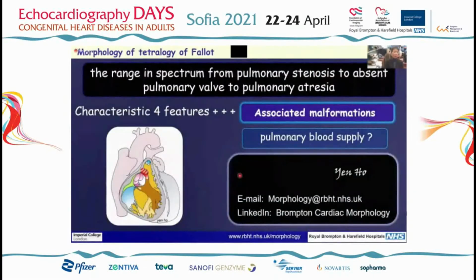So in summary then, you can have tetralogy of Fallot that ranges in spectrum from pulmonary stenosis to absolute pulmonary valve atresia, to pulmonary atresia. And not to forget that apart from the characteristic four features, there are very often associated malformations as well. And in those with atresia, you need to look for what is supplying the lungs. So thank you very much.